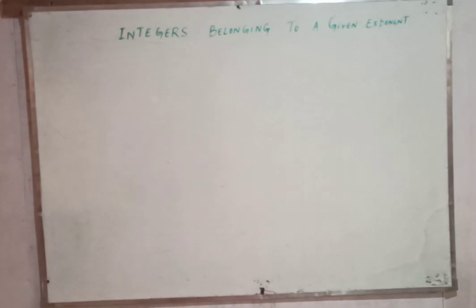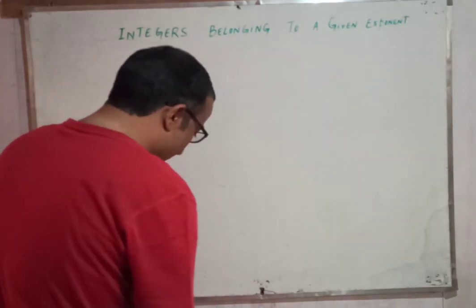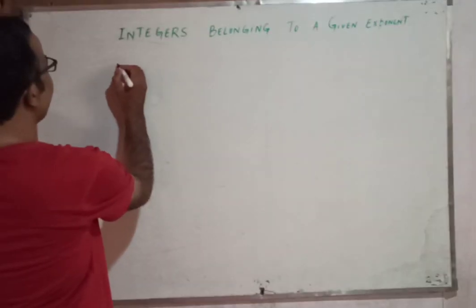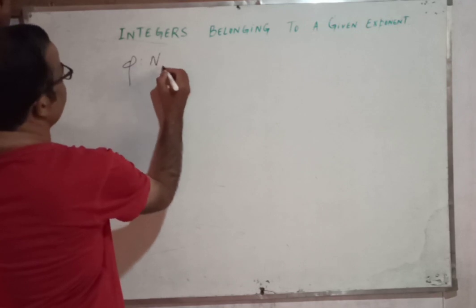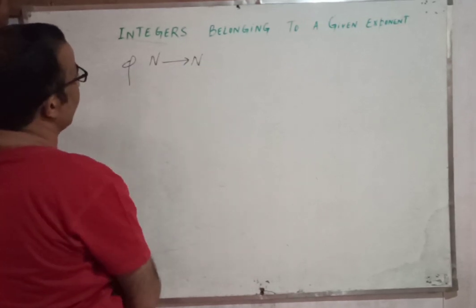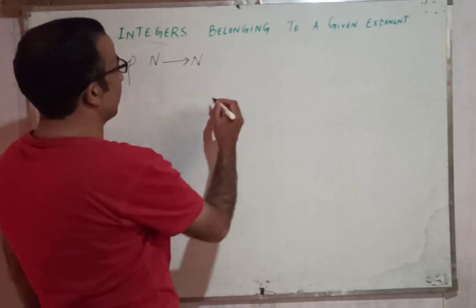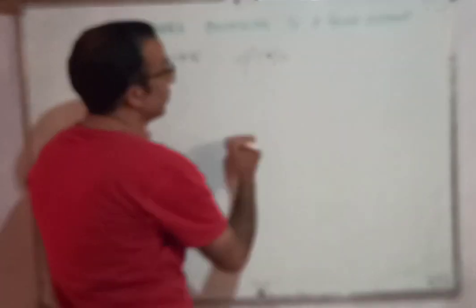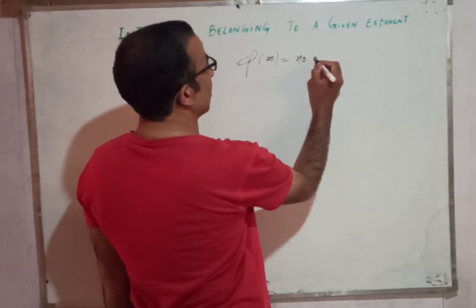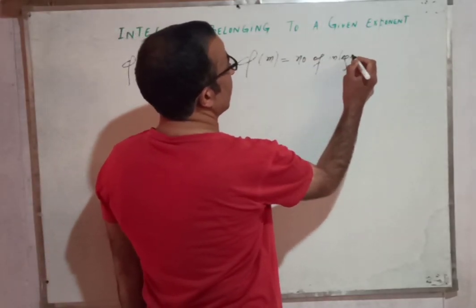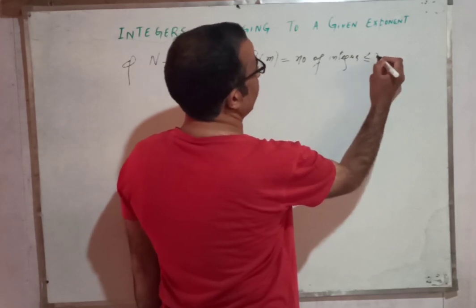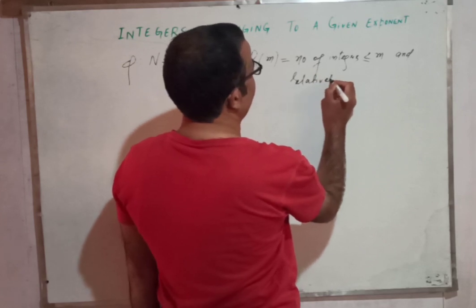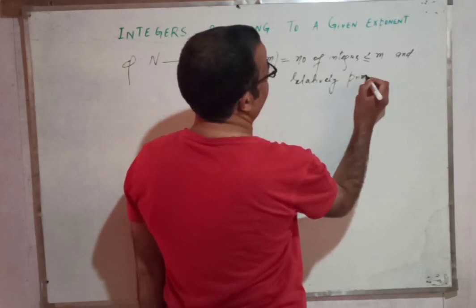Okay, first I will introduce Euler's function phi. We have the function phi from the set of natural numbers to natural numbers, which is defined by phi of any integer m is equal to the number of integers less than or equal to m and relatively prime to m.